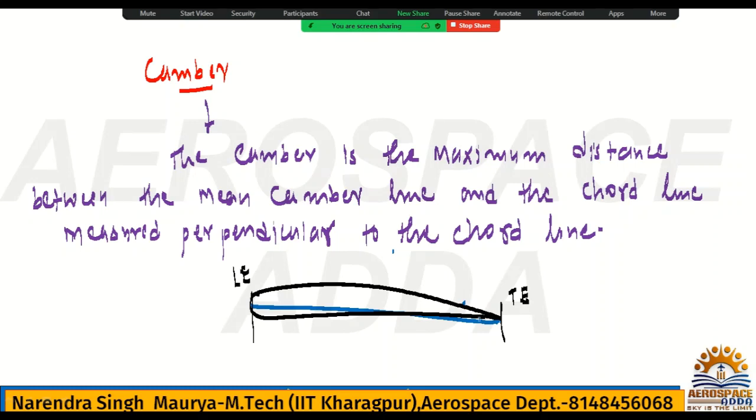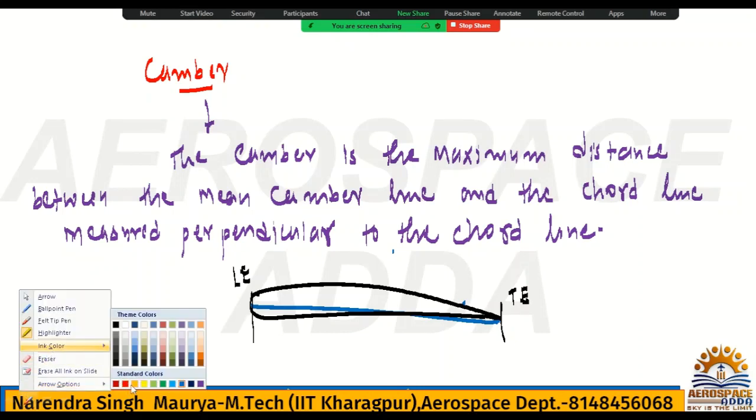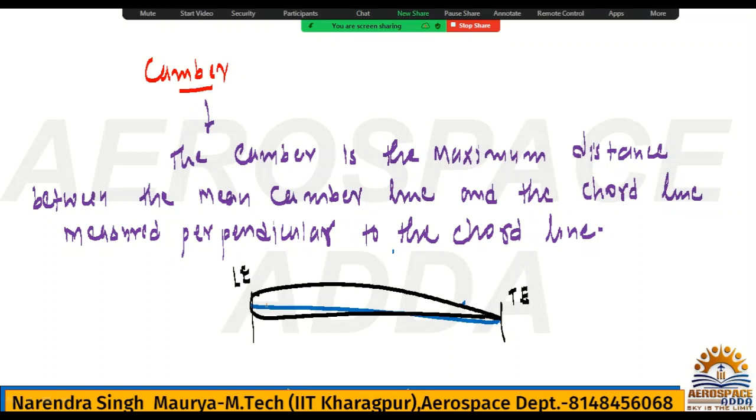Now, what is the mean camber line? I told you it's actually the midpoints of the upper and lower surface. So this is the upper surface and this is the lower surface.